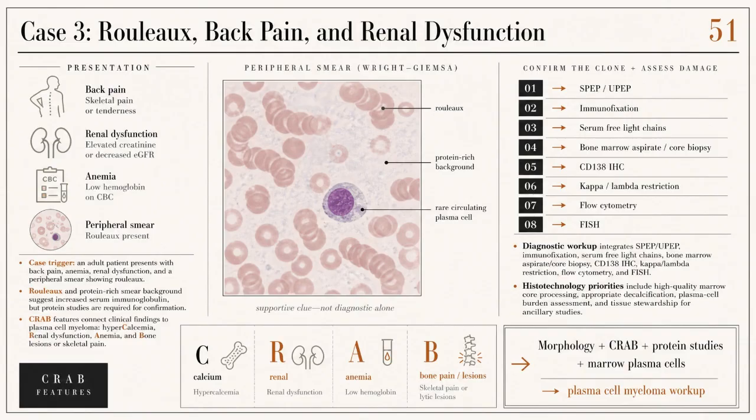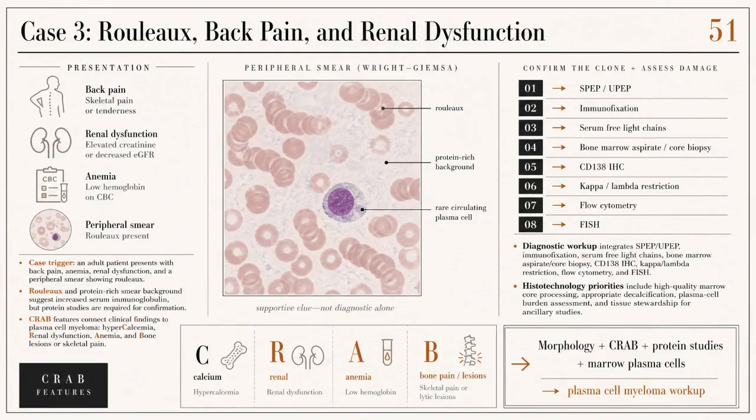From a histotechnology workflow standpoint, optimal fixation and decalcification of bone marrow biopsies are paramount to preserve cellular morphology and antigenicity. Over-decalcification can obscure nuclear detail and compromise immunohistochemical staining, while inadequate fixation may lead to poor preservation of plasma cell morphology. Immunohistochemistry panels typically include CD38 and CD138, which are robust plasma cell markers.